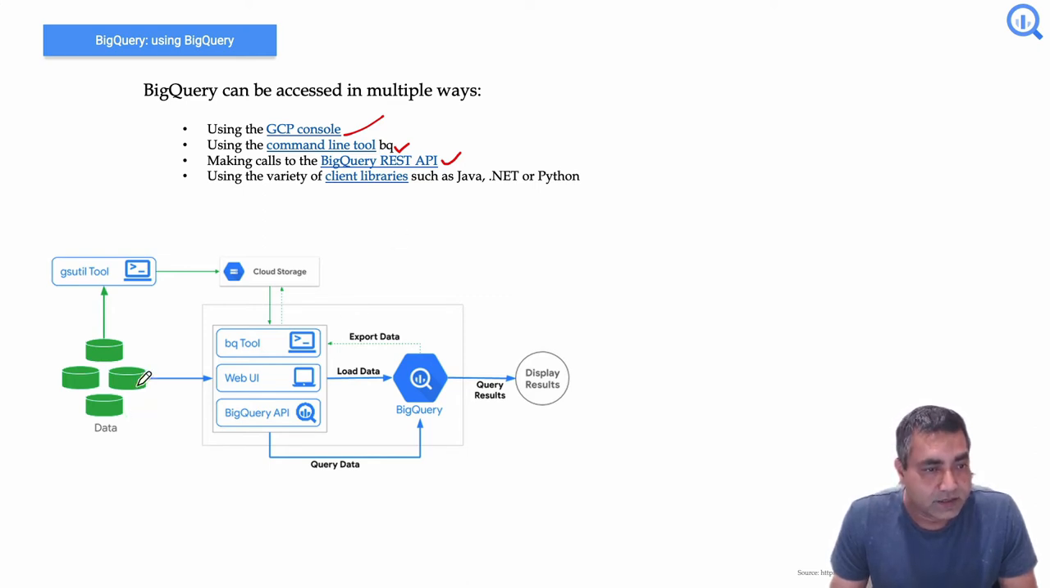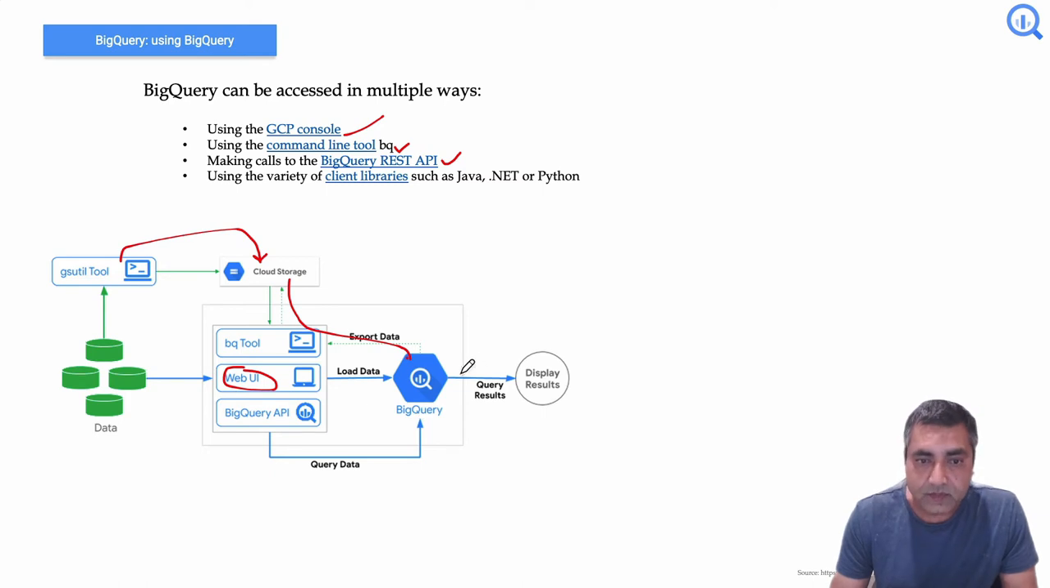So here is your data. You'll use the gsutil command to put that data into cloud storage. And then from there, you can use the bq tool to pull that data into BigQuery. Similarly, you can do that from the web UI console, where you can load this data directly. And then you can use BigQuery APIs to actually query that data, and that queried result can be used outside.